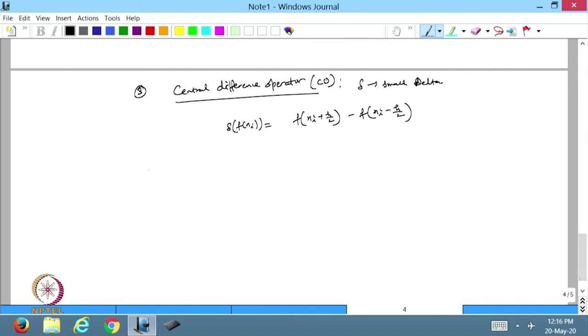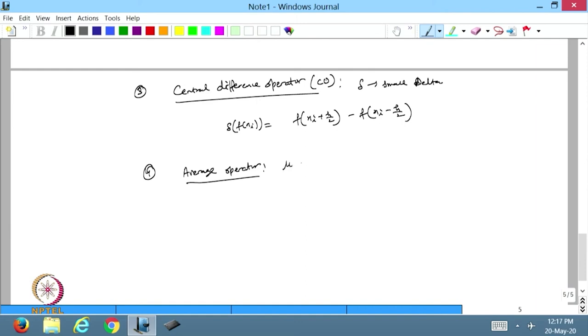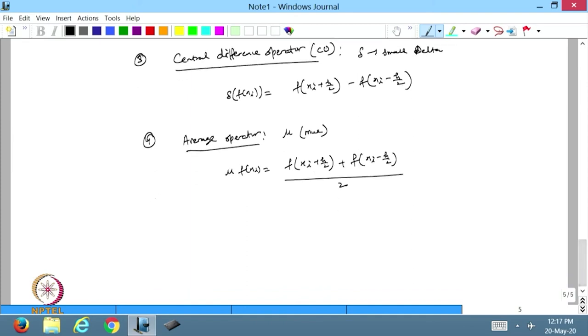Next, the fourth one, that is the average operator. This is sometimes represented by mu. If I apply it on the function at xi, it will just give the average: f xi plus h by 2 plus f xi minus h by 2, divided by 2. So it will give you the forward by half, backward by half, adding and dividing by 2. So that's why it is called the average operator.